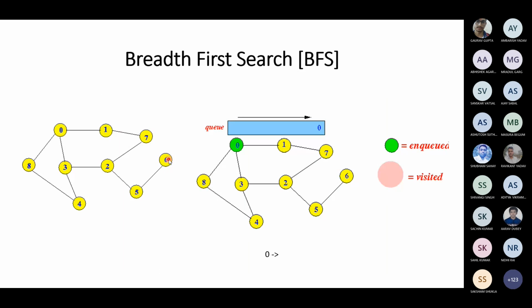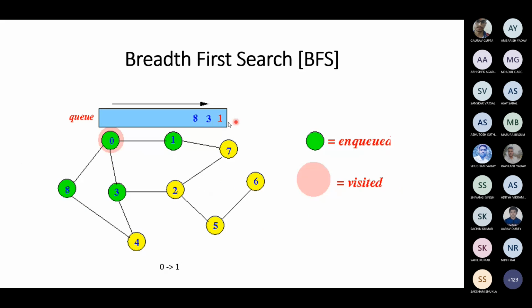Let us discuss the same example that we discussed in the previous class. We will use a queue data structure. Let us start with 0. You are visiting 0, and its neighbors are 8, 3, 1. You push those elements into the queue: 8, 3, 1. So the front element is 1, sorry, yes, the front element is 1 and the rear is at 8.